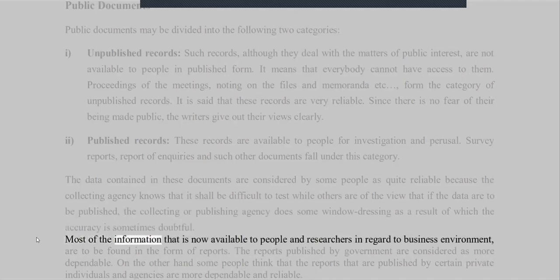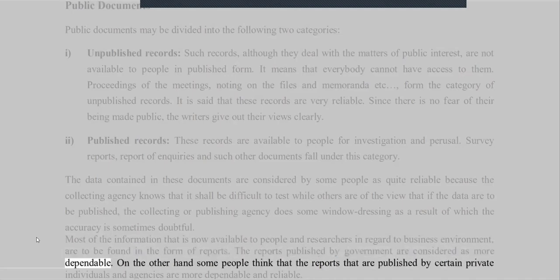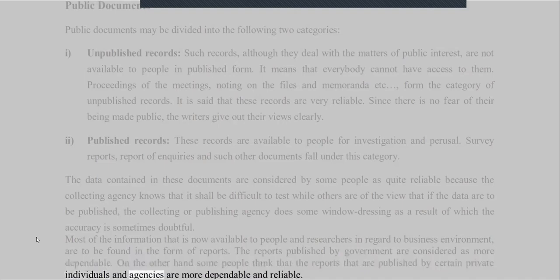Most of the information that is now available to people and researchers in regard to business environment is to be found in the form of reports. The reports published by government are considered as more dependable. On the other hand, some people think that the reports that are published by certain private individuals and agencies are more dependable and reliable.